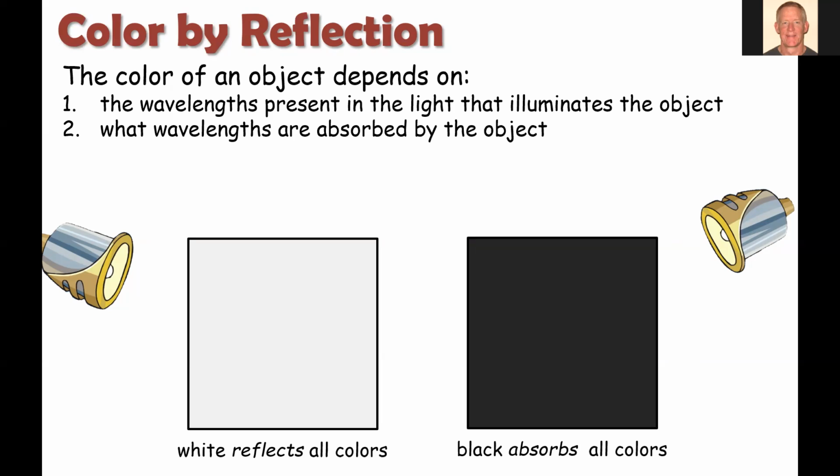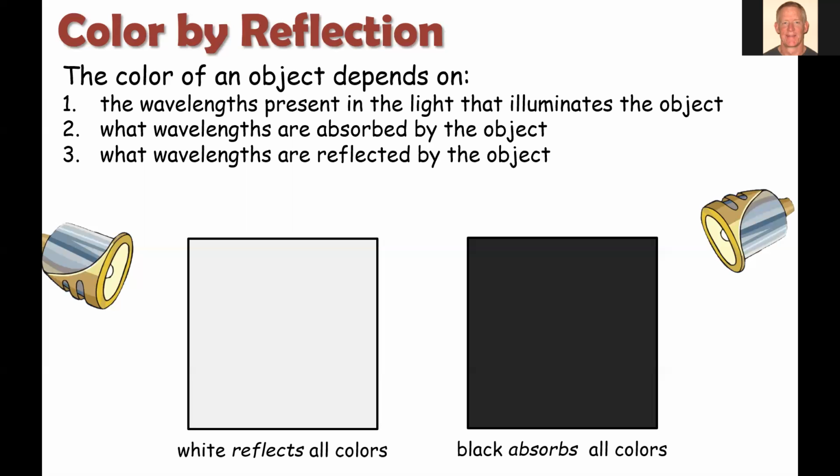So an object, based on its pigments, will either reflect certain colors or absorb those colors. And then, of course, the third one is which of those colors will be reflected. So three things: the wavelengths or colors present in the light that's shining on it, which colors will then be absorbed, and which colors will then be reflected. And which colors are absorbed and which ones are reflected depend on the pigments contained in that object. And we'll talk about pigments in just a minute. So let's look at some examples.